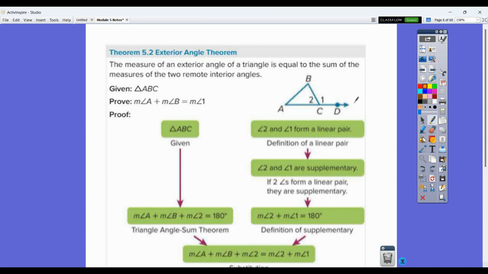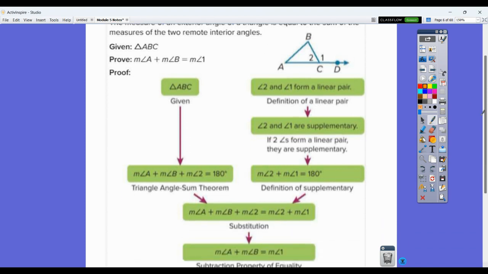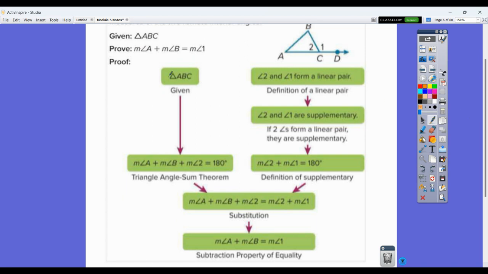There's actually a proof given here of the exterior angle theorem. I just think it's interesting to bring this back into perspective with our proofs. No, you do not have to do this, but given a triangle ABC, can you prove that the measure of angle A plus the measure of angle B is equal to the measure of angle 1? What they do here is say, by the triangle angle sum theorem, we know that all three angles of the triangle add up to 180.